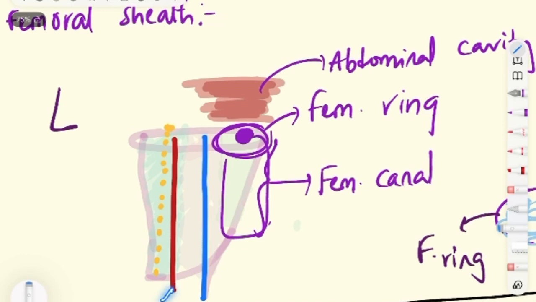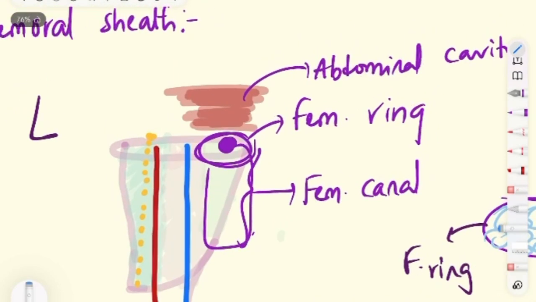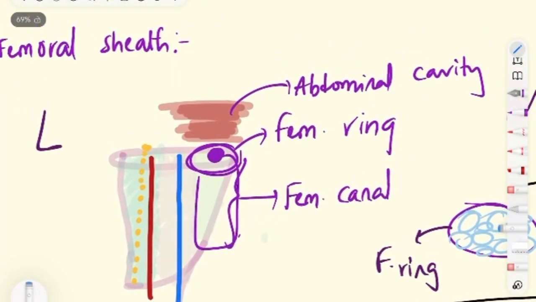And here you can see the femoral artery and the femoral vein and the femoral branch of genitofemoral nerve. So this is that. And here we have the lymph node of Cloquet. This is the lymph node of Cloquet, and we'll learn a little bit more about what this is. So, this femoral sheath is divided into three compartments.